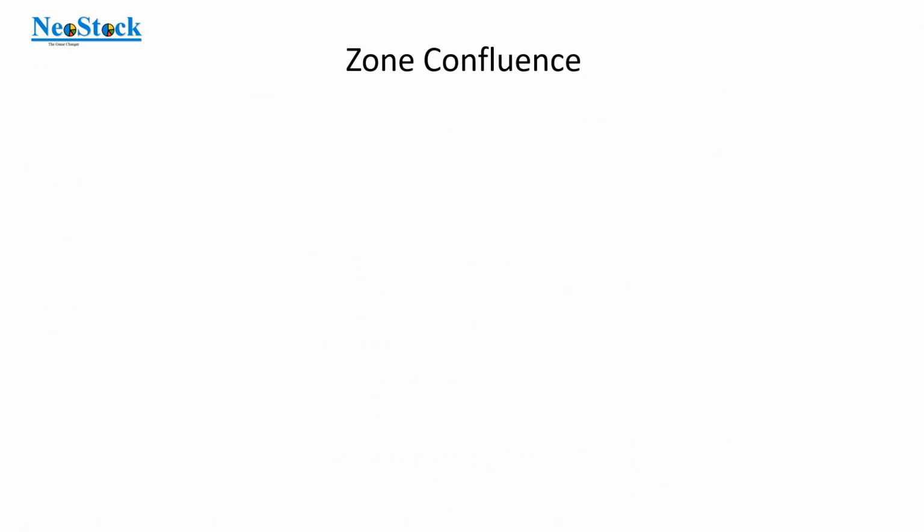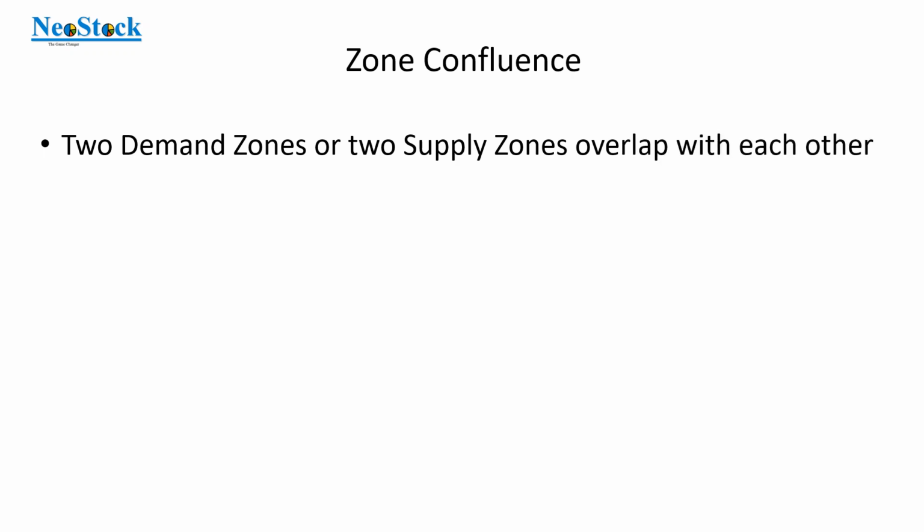Zone confluence. So what is a zone confluence? If two demand zones or supply zones overlap with each other, what is this concept? When two demand zones or two supply zones overlap with each other, generally you say it is a LOTL, level on the top of the level. But remember, based on this point, we have two concepts developed. One concept is LOTL and another concept is zone confluence.